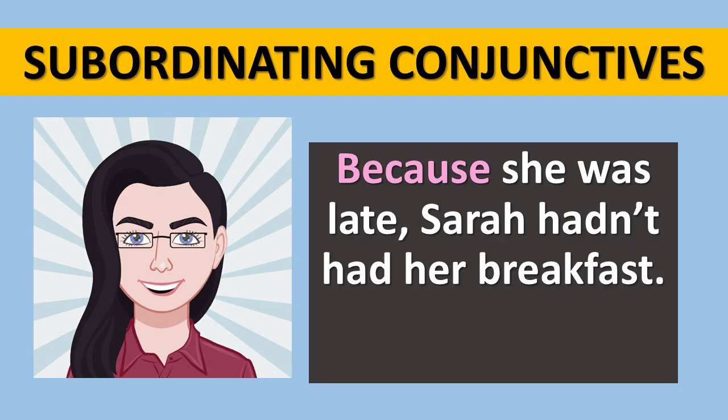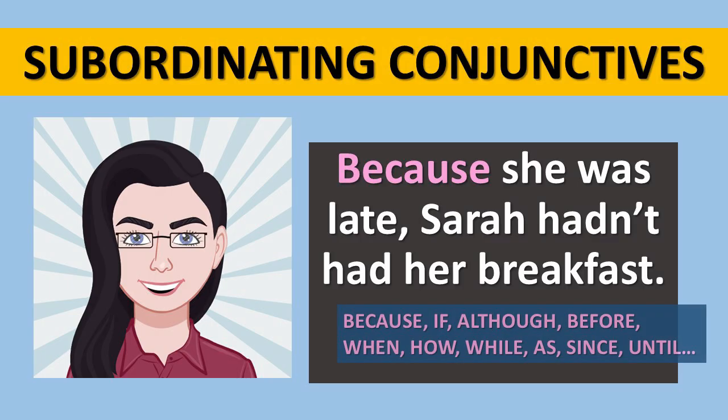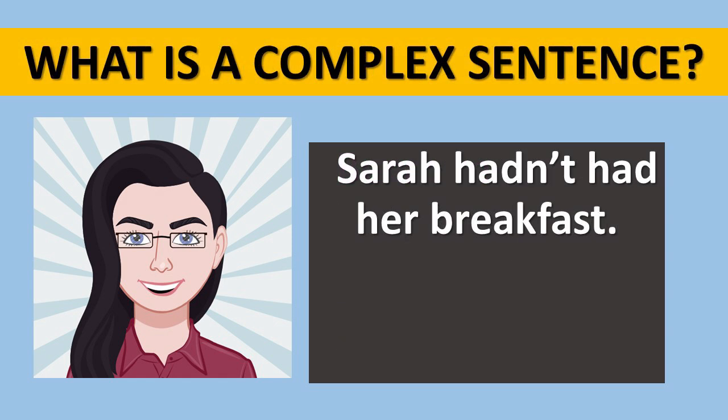Now, what they are is words like because. Examples of some others: because, if, although, before, when, how, while, as, since, or until. They're all subordinating conjunctions. If we start a sentence with one of those, the likelihood is we're going to be writing a complex sentence. Another example of a complex sentence would be using a relative clause.